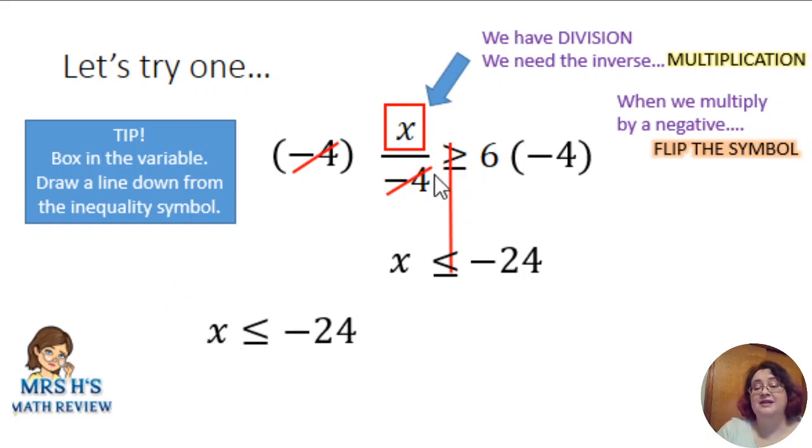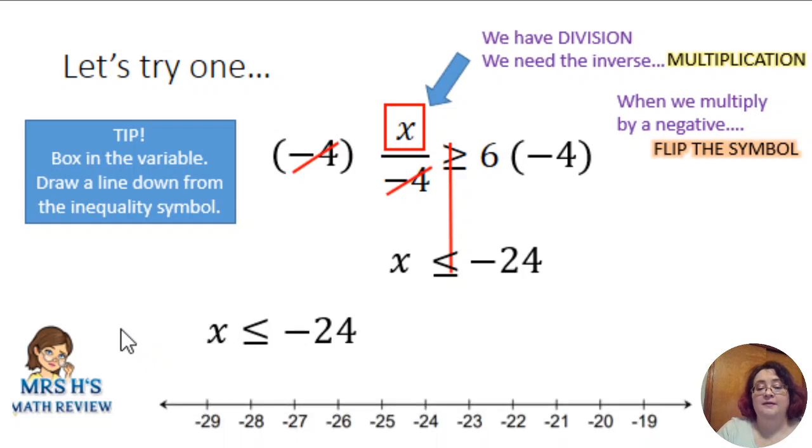Remember, if you have a line under the original symbol, you have to bring it down for your answer. If there's no line, then you don't. We'll talk about that in our other examples as well. All right, so we draw out our number line. And the line underneath means it includes -24, so I want a closed circle at -24. X is on the left, which means I can draw with my arrow pointed to the left. So it goes in the same direction as my symbol.